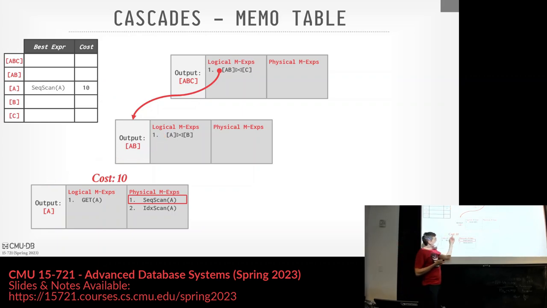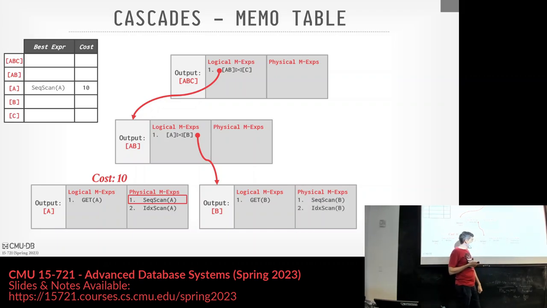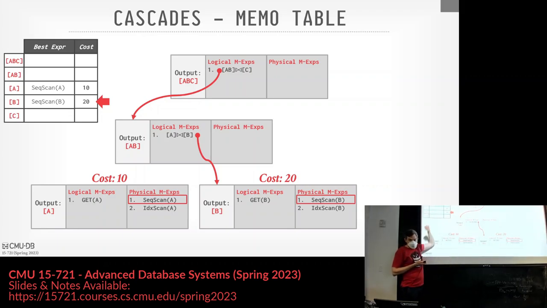So then now I come back up to this node here, this group, and now I need to get the cost of B. Same thing, traverse down here, only one logical expression, apply the transformation rule that generates index scan or sequential scan. In this case here, the sequential scan is still cheaper. And so that's 20, and then we update our memo table like this.